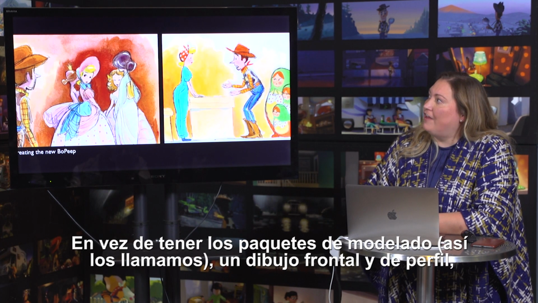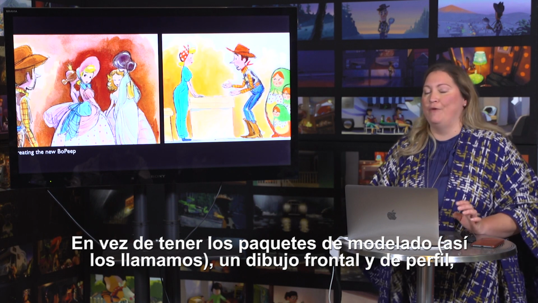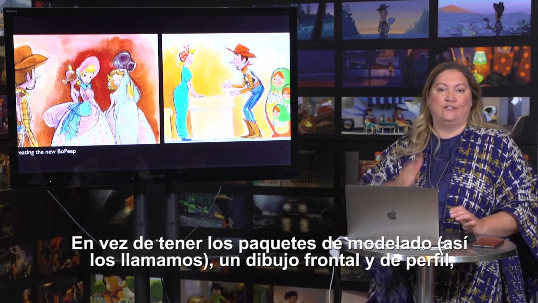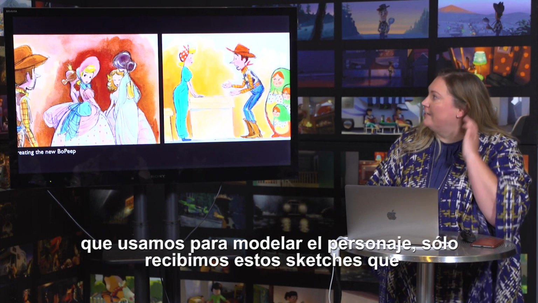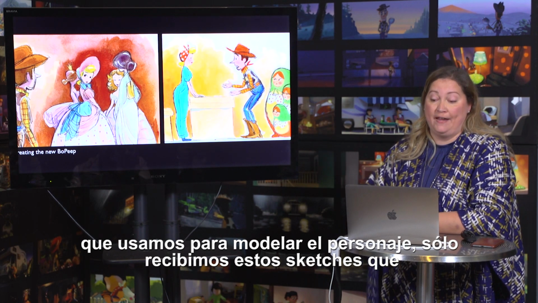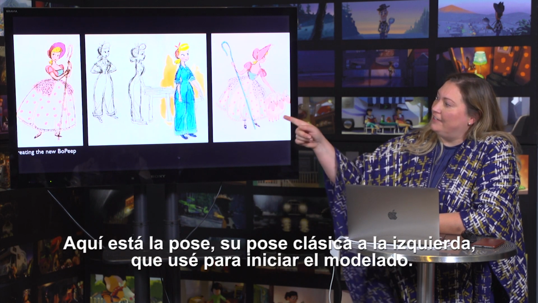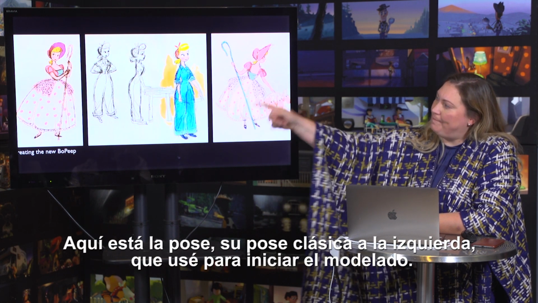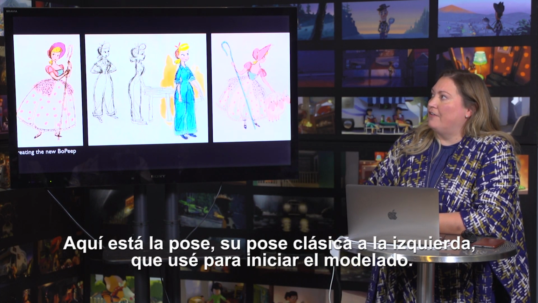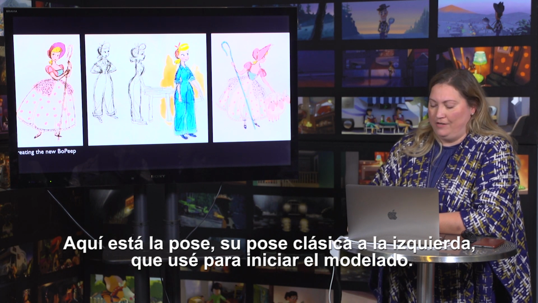Instead of having what we usually get, we call it a model package, a front drawing and a side drawing, which I use to model a character, I just got these sketches, and that inspired me to start modeling the character. And here's the pose. It's her classic lamp pose on the left that I used to start with a model.